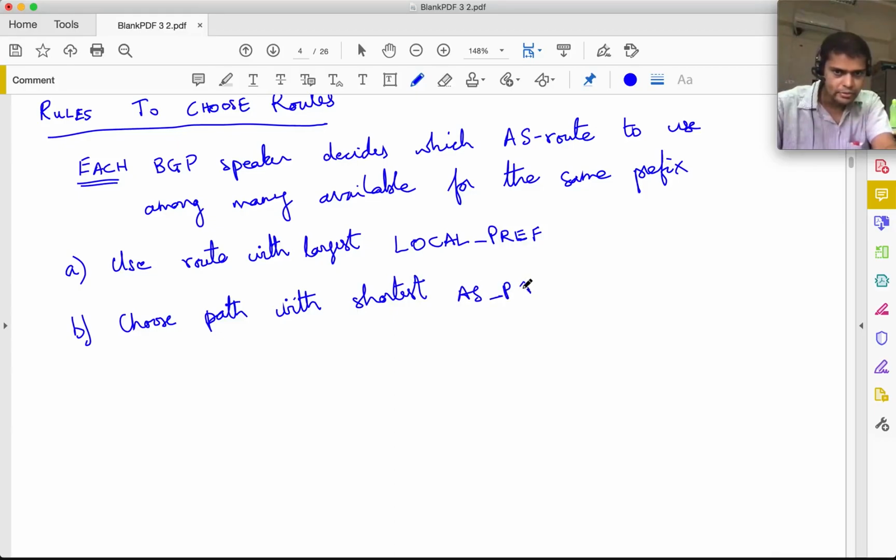This particular attribute: let's say that there are two routes. One has 4 autonomous systems on the path, one has 3. You choose the one with 3 autonomous systems, provided that gives you a unique path.